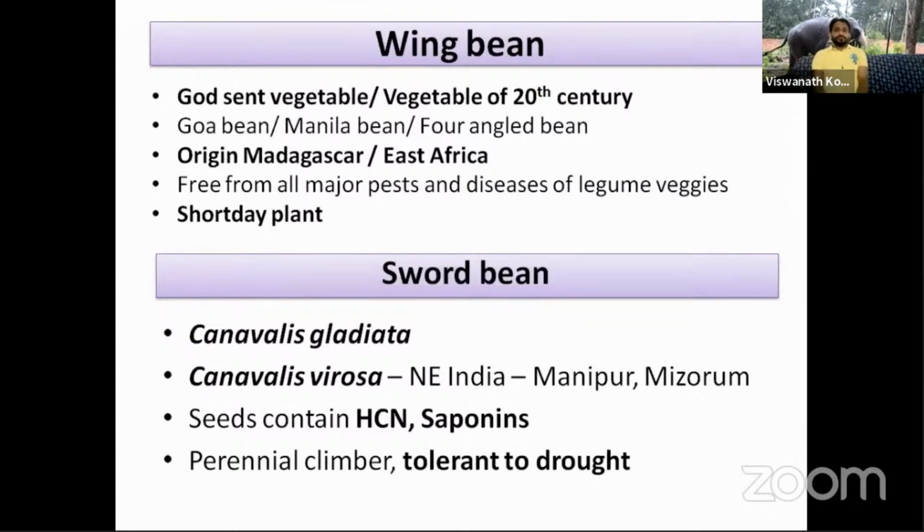So this bean is free from all major pests and diseases. It's a short day plant. Sword bean, Canavalia gladiata. You all know the movie Gladiator, so you remember the sword. So Canavalia gladiata and Canavalia virosa. It is grown in northeast India, especially in Manipur and Mizoram. The seeds of the sword bean contain hessian and saponins. It is a perennial climber tolerant to drought.